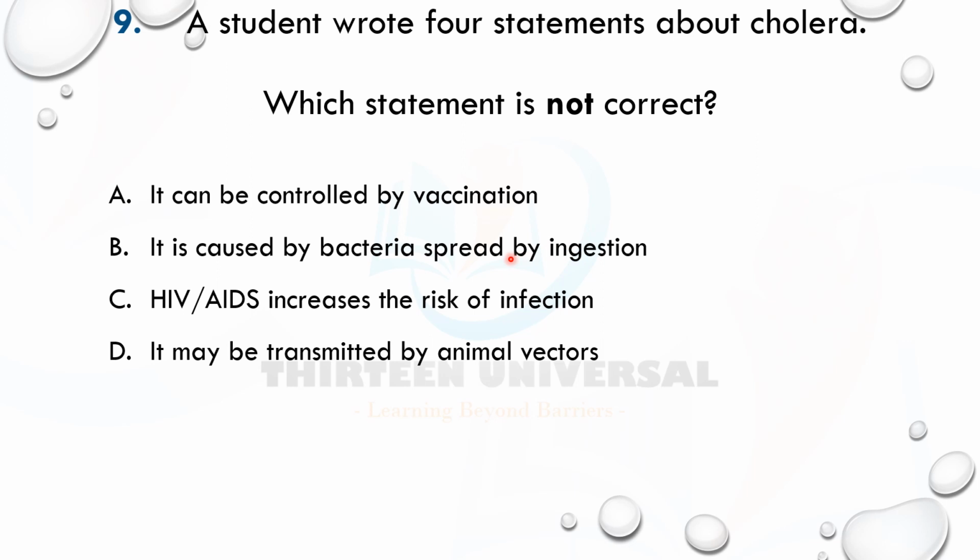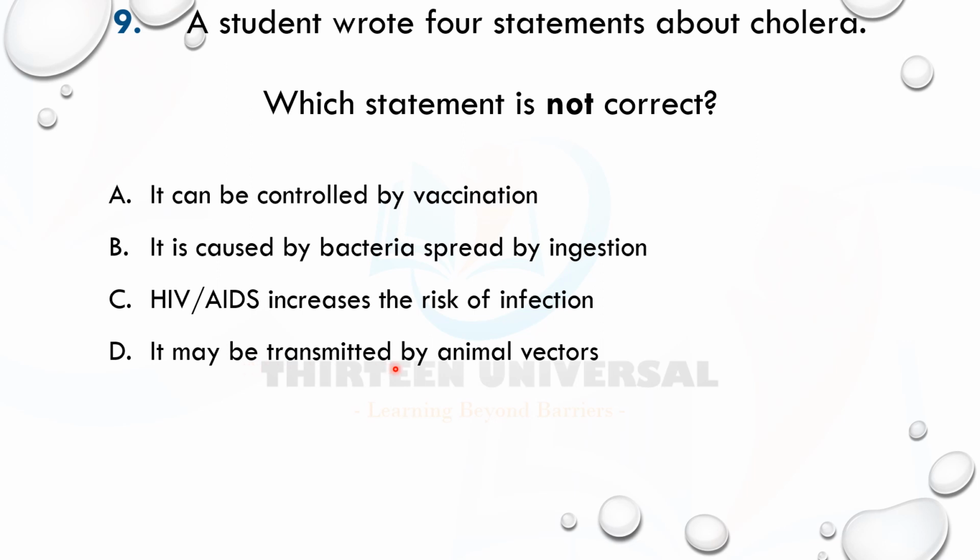B says it is caused by bacteria spread by ingestion. Yes, the fecal-oral route. Many people drink water or eat food that is contaminated by the feces of an infected person. They get this. Now C says HIV increases the risk of infection. Yes, HIV weakens the immune system, so people can easily get infected. HIV could cause opportunistic infection, and it's possible that cholera is an opportunistic infection. That's why this could be correct.